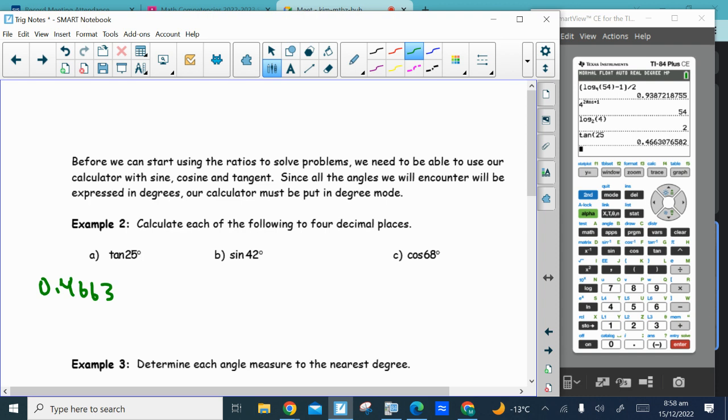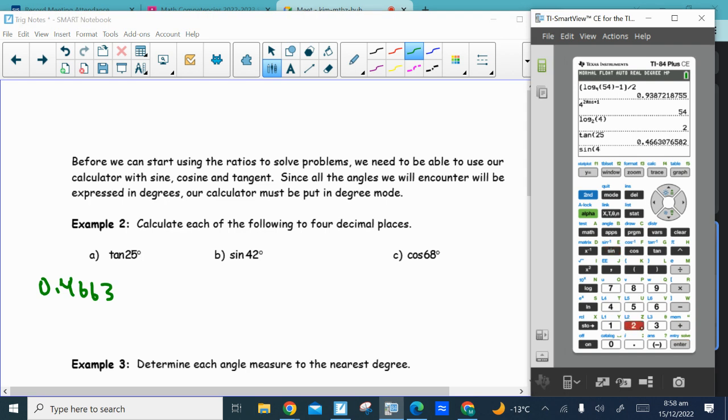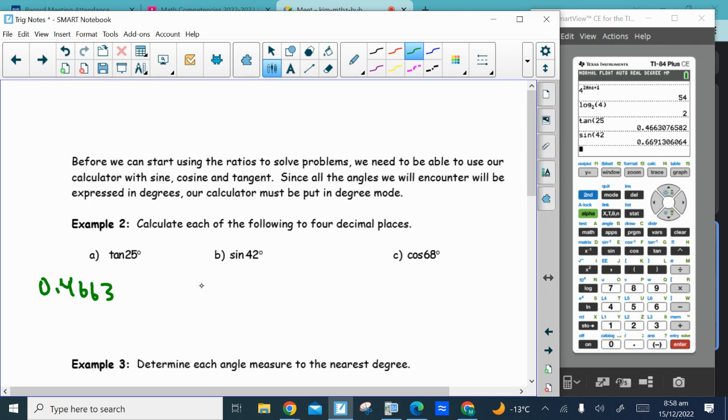Yeah, I did it. I went tangent and then 25 enter. It works. Everyone else is good? Okay. So then for the sine of 42, it's sine of 42 enter, 0.6691. Yes.